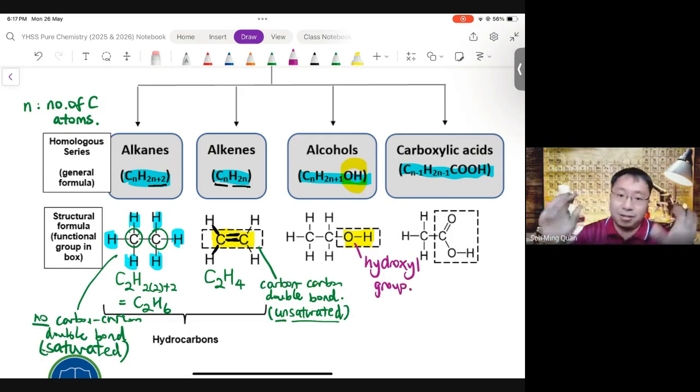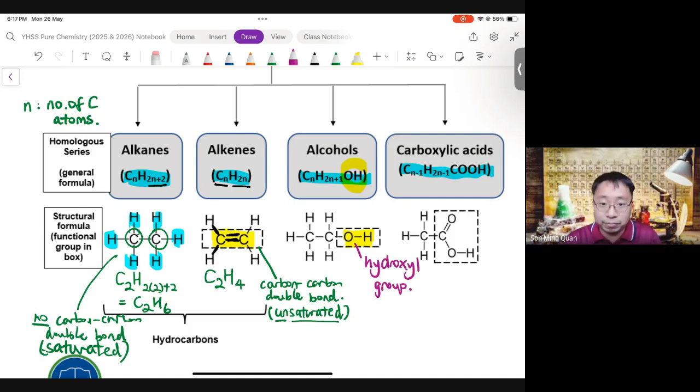Like I said, in other parts of chemistry, OH is called hydroxide, but now it's organic. Organic chem, we are going to call it hydroxyl group. The hydroxyl group is the group present in alcohols. So whenever you see OH in organic chemistry, it's alcohol. All right. And finally, the last one is carboxylic acids.